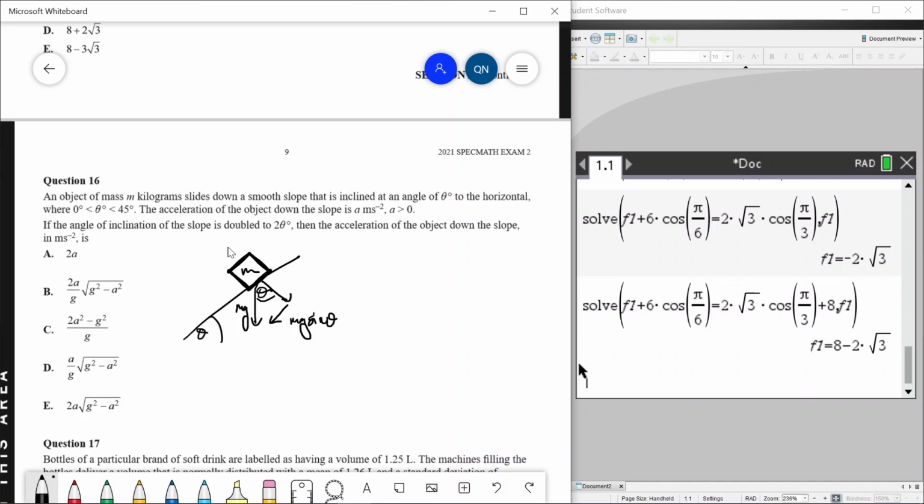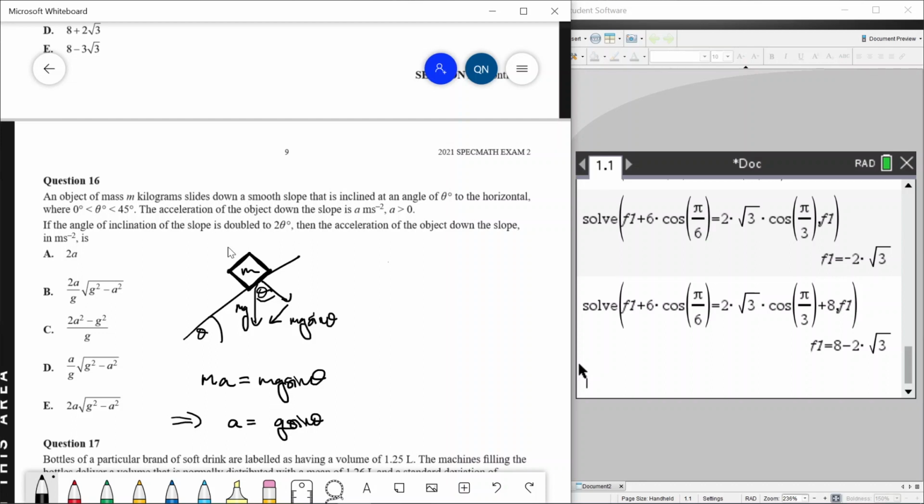So we know that force equals mass times acceleration, which must be equal to just this force. That's the only force that's giving this block motion. So that's going to be mg sine of theta. So this tells us that a must be equal to g sine theta. So that's the acceleration. Now what happens to the acceleration when we double the angle?